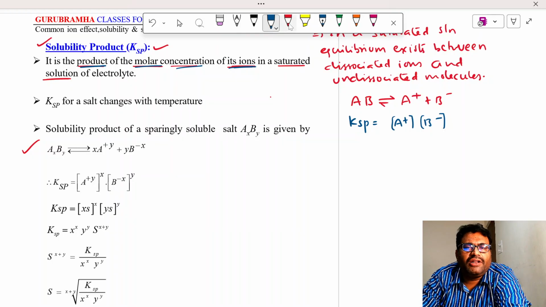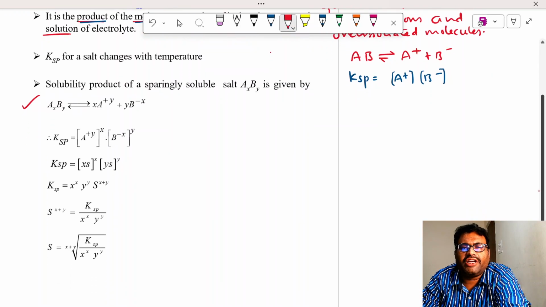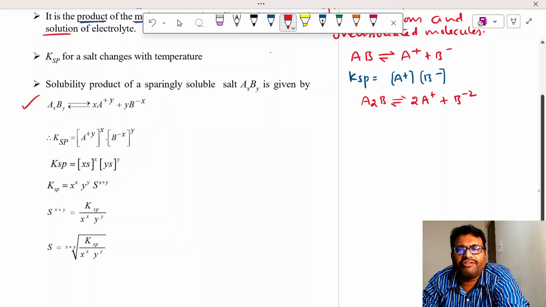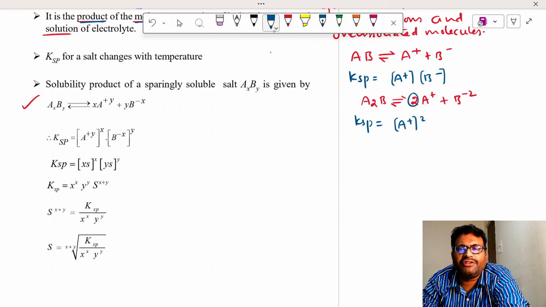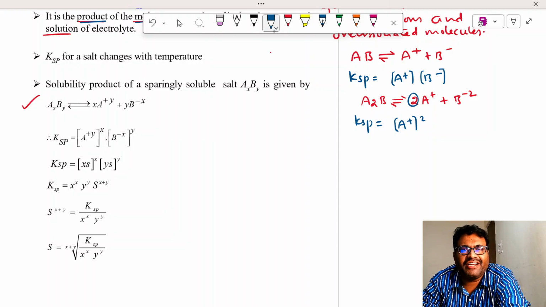Let us go with another salt, A2B salt. 2 moles of A plus and 1 mole of B minus 2. See, how many are you finding? 2A plus. Now what will you write for KSP? KSP is equal to concentration of A power 2, because you are finding 2 here in the stoichiometric equation. 2 moles of A plus are there, so concentration of A plus power 2 you have to write. Then concentration of B minus 2.